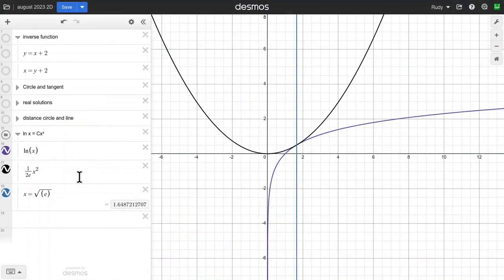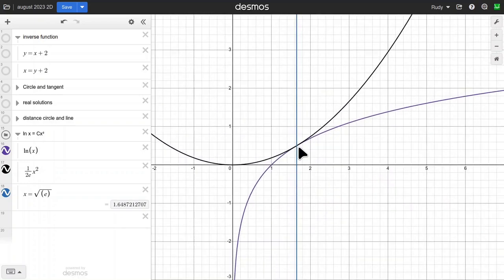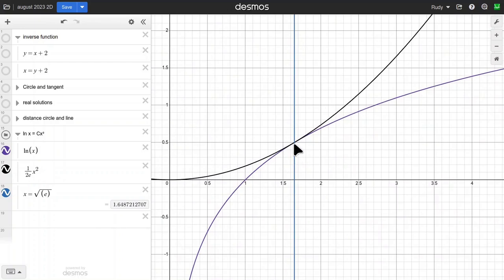And if we do that in decimals, well, ln x is the purple curve, and then the other one, 1 over 2e times x squared, so the C, yeah, is the black one, and you can see that they touch each other at y equals 1/2 and the square root of e for x.